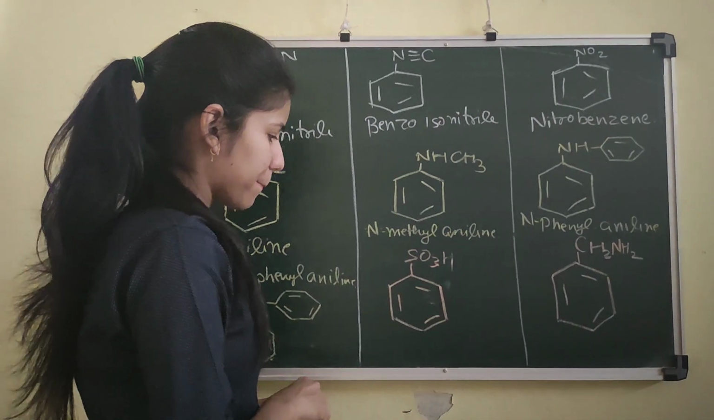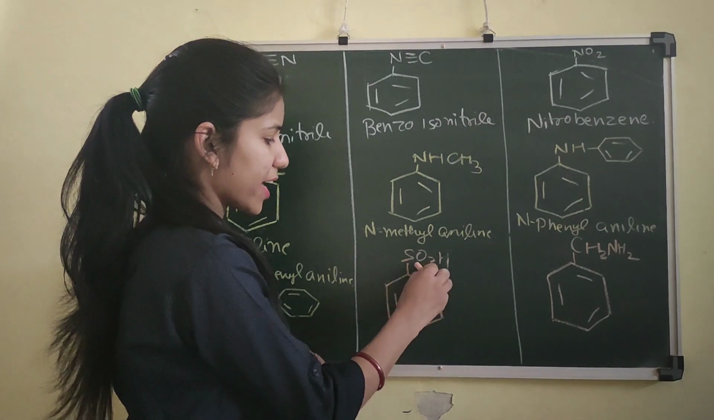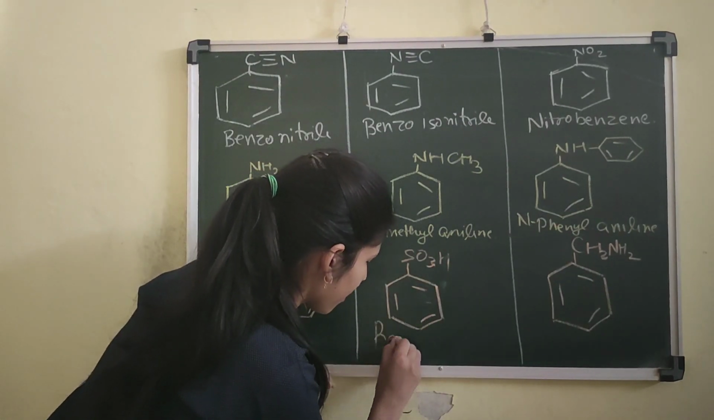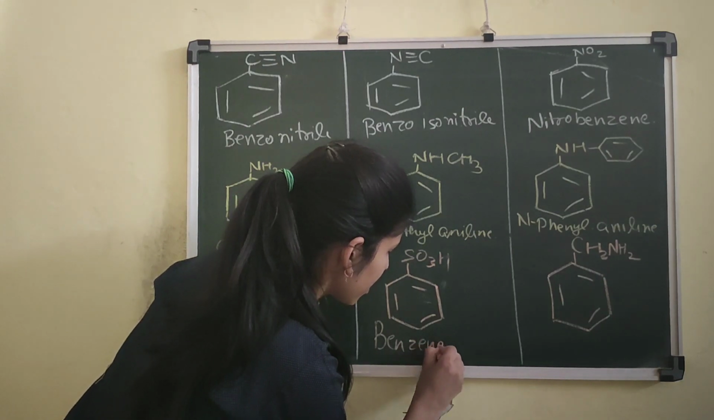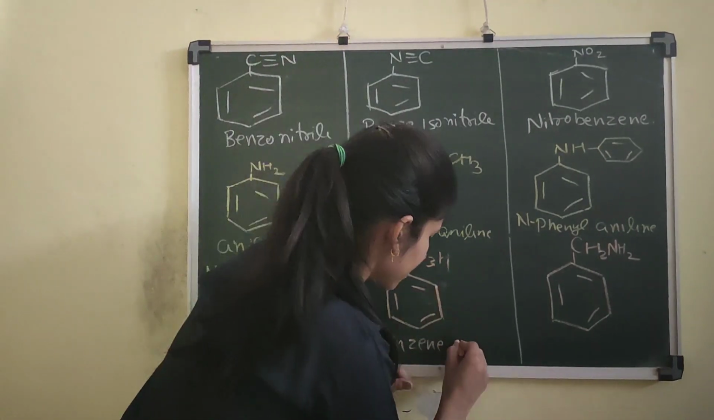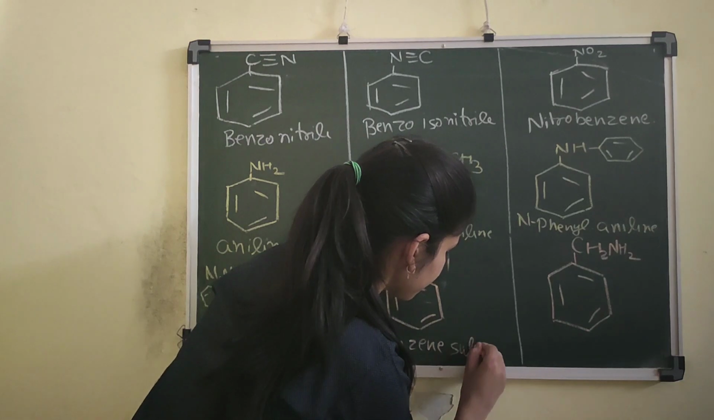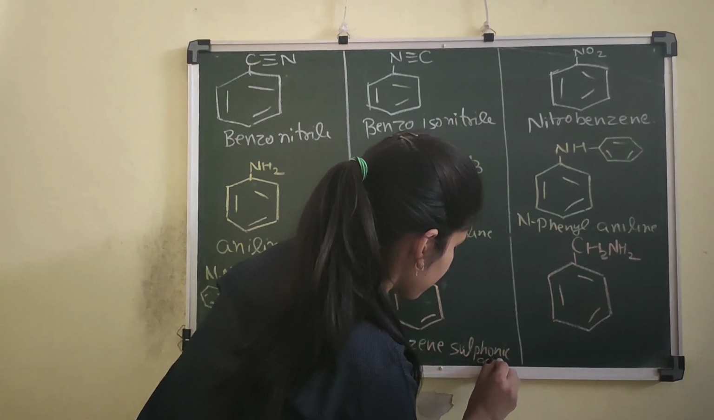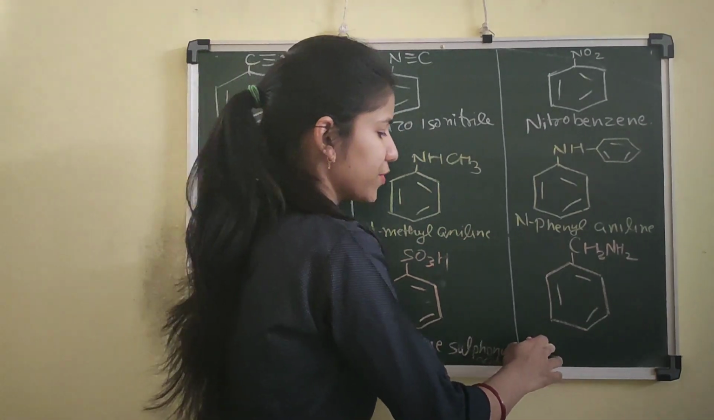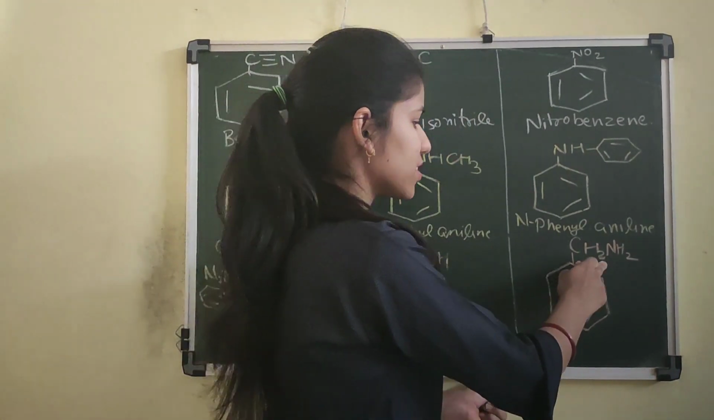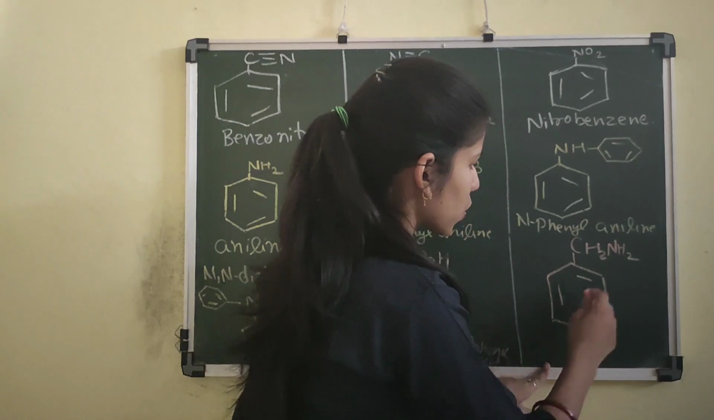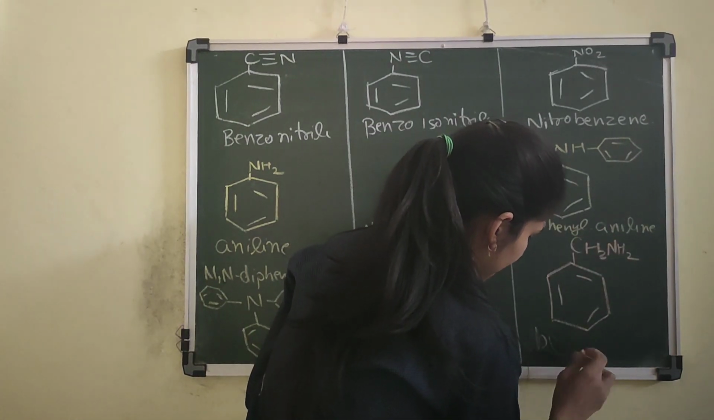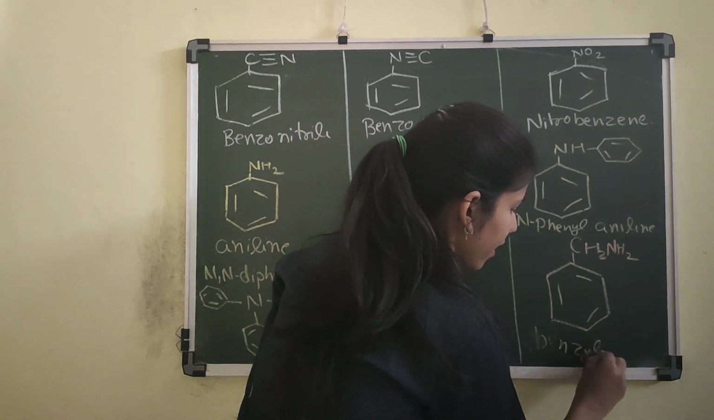And if the benzene ring is attached with SO3H, this is called benzenesulfonic acid. And if the benzene ring is attached with CH2NH2, this is called benzylamine.